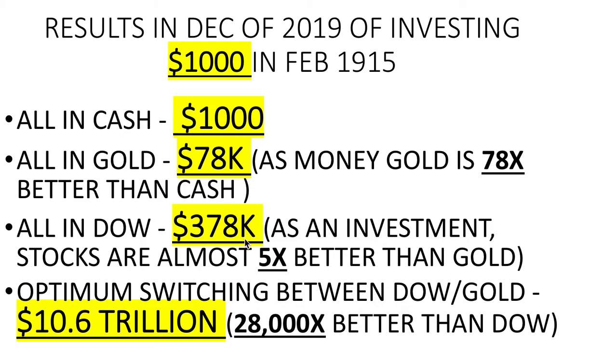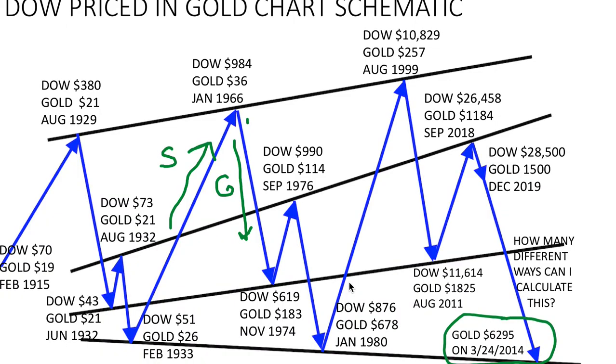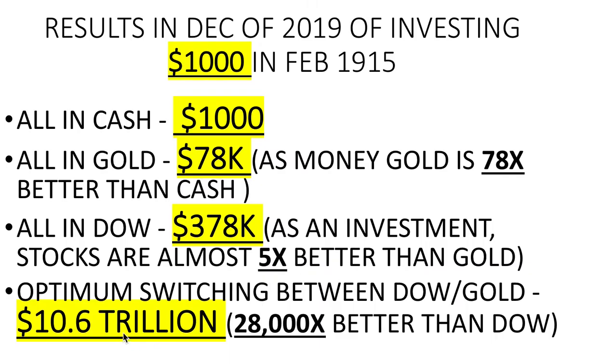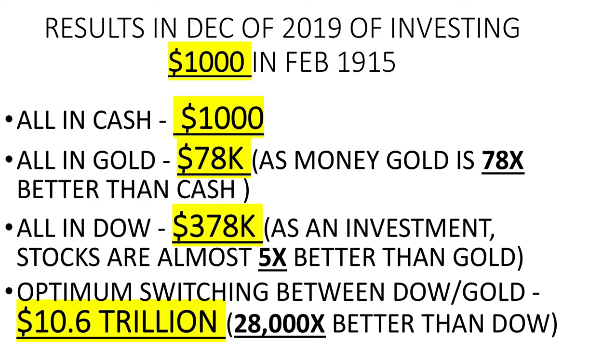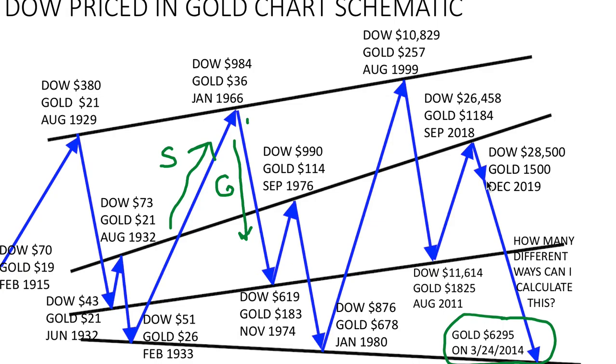So keep an open mind to, rather than being a perma gold bull or a perma Dow bull, being open to switching. If you do it this way, $1,000 ends up being 10.6 trillion. Of course, we can't go back in time to February 1915, but it's a worthwhile comparison. What's going to matter is what happens from really today, which is January 23rd as I'm doing this, what happens from here on.